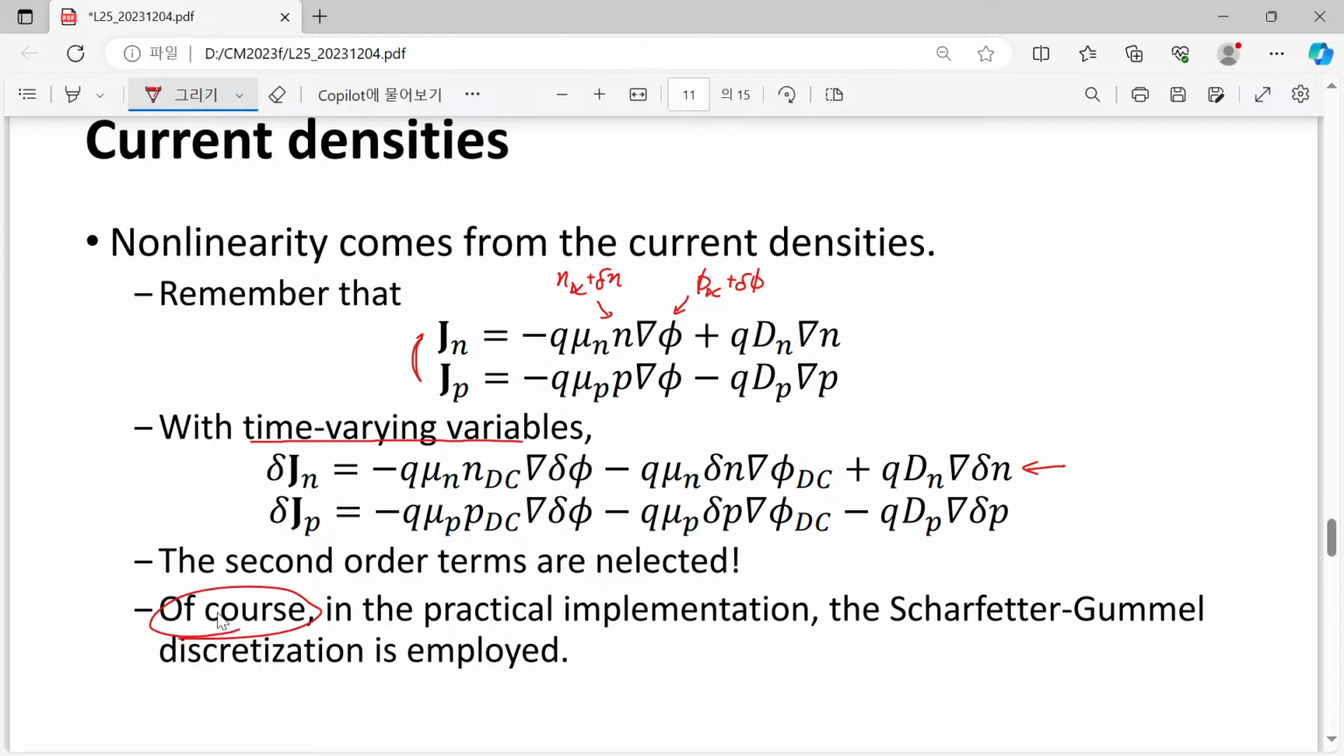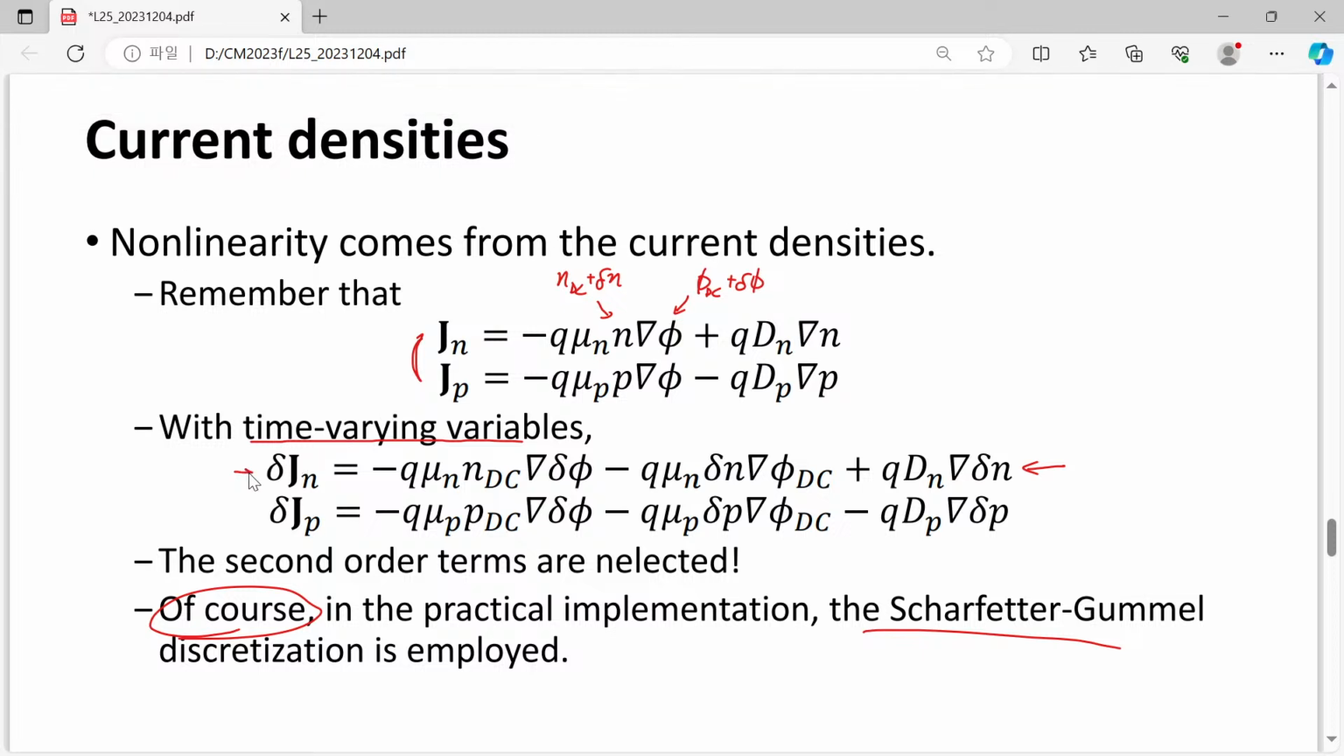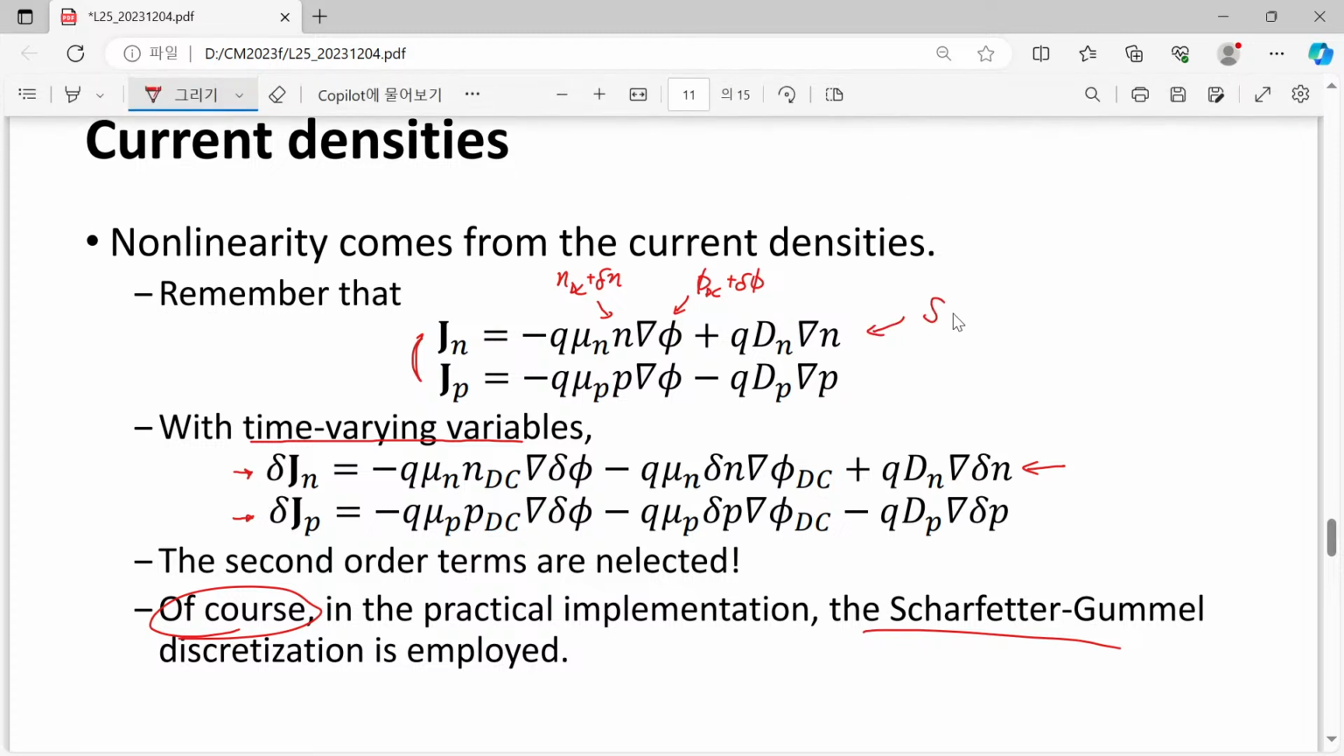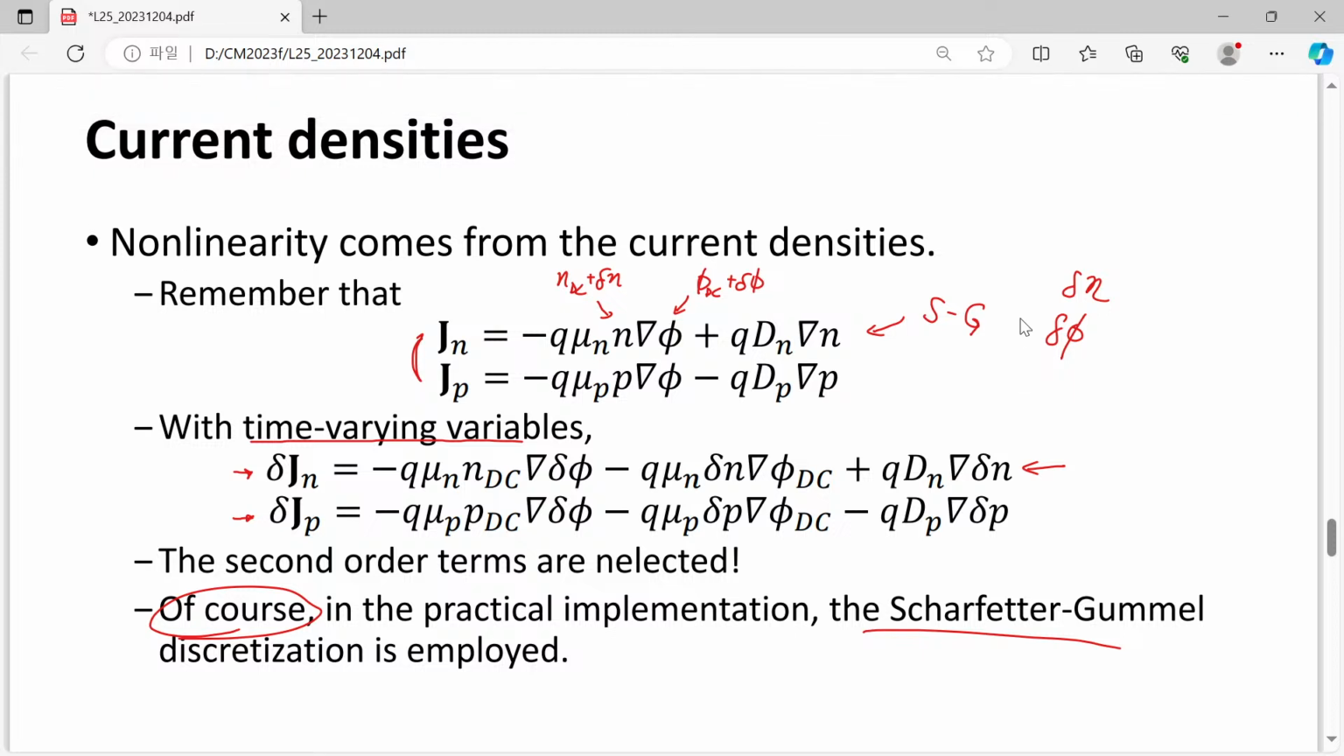Of course, since we have implemented the Scharfetter-Gummel scheme for our DC simulation, we do not explicitly use this delta Jn and delta Jp. First consider the discretized form, the Scharfetter-Gummel discretization form. After that, introduce small changes in your electron density and your potential. That will give you the discretized version of delta Jn and delta Jp. Are you with me? So please do not try to explicitly calculate it in this way.